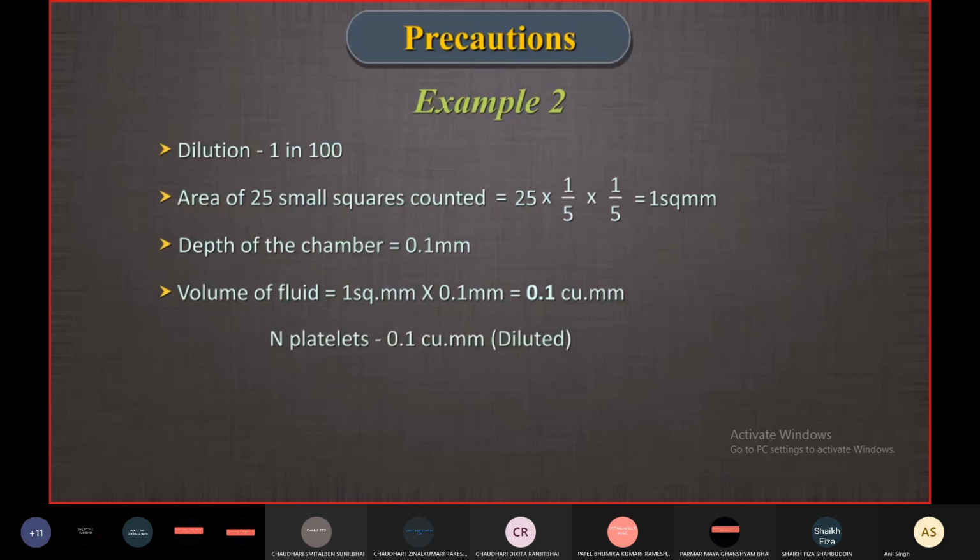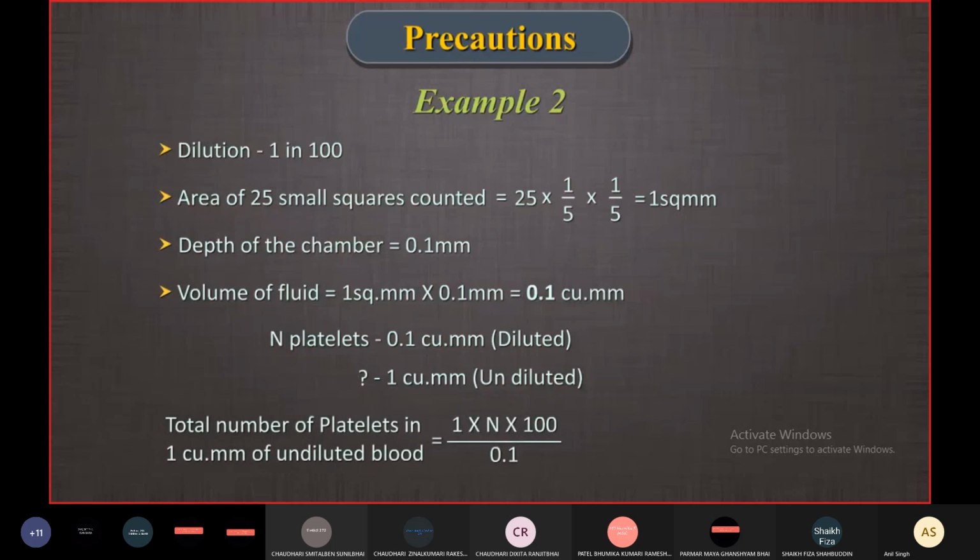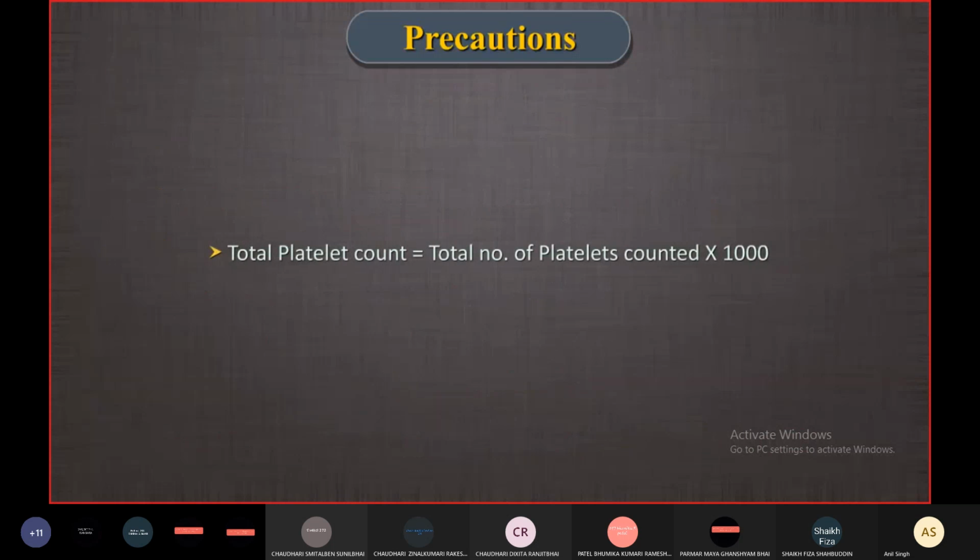As n was the total number of platelets in 25 smaller squares, that is, in 0.10 cubic millimeter of diluted blood, then the total number of platelets in 1 cubic millimeter of the undiluted blood will be n multiplied by 100, that is the dilution factor, divided by 0.1, which is the volume of fluid counted. This is equal to n multiplied by 10 multiplied by 100 divided by 1, which is equal to n multiplied by 1000. Thus, you will get the total platelet count by multiplying the total number of platelets counted by 1000.